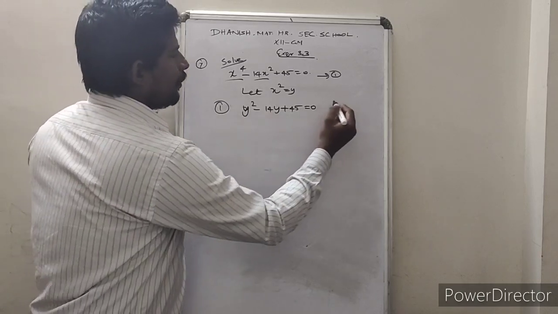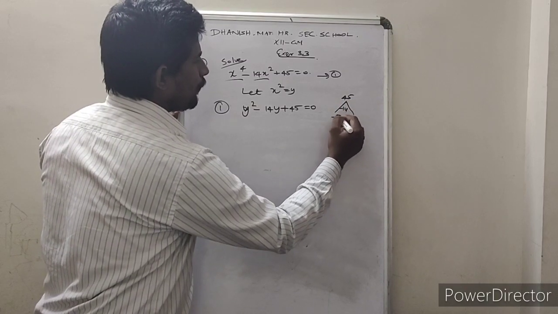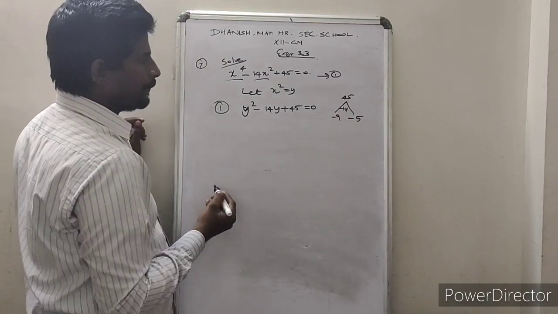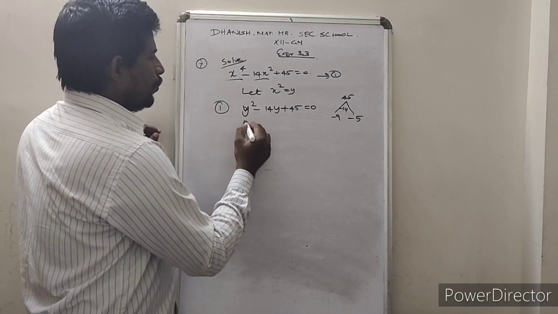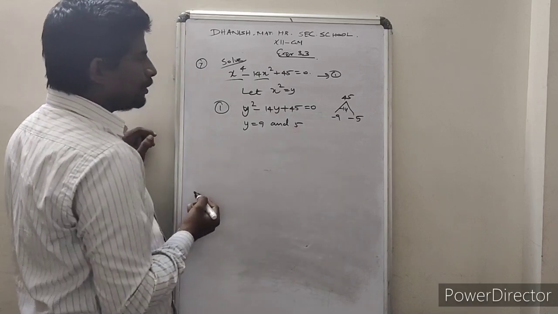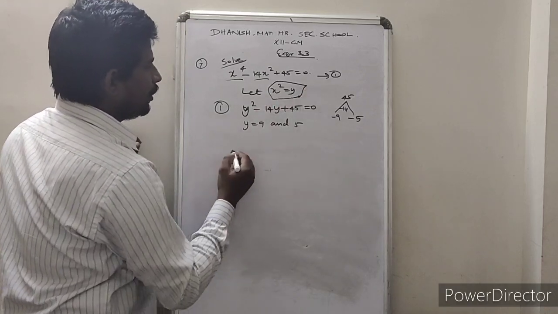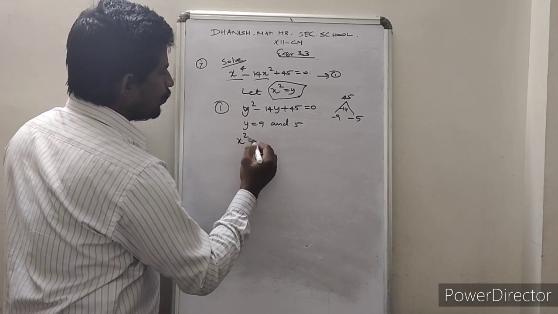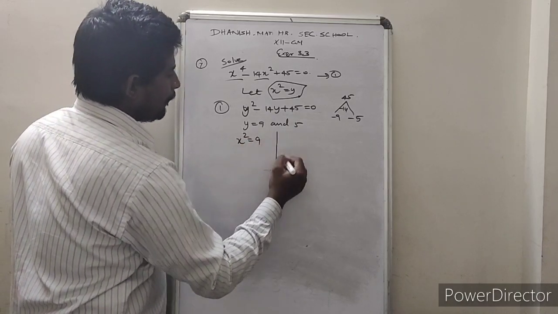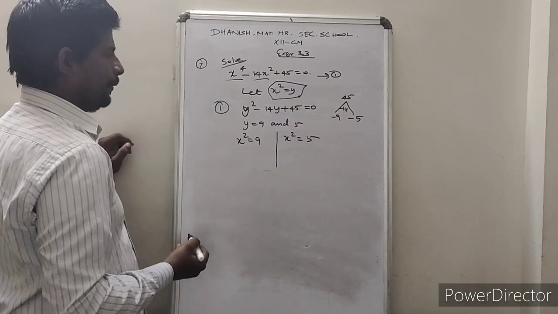Here our multiplicative factor is 45 and additive factor is minus 14. So minus 9, minus 5. So our y will be 9 and 5. Now I am going to substitute y as 9 and 5 in the assumption. So x square equal to y, instead of y, 9. x square equal to y, instead of y, 5.